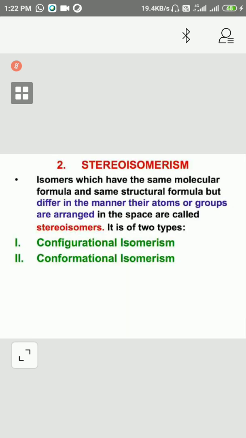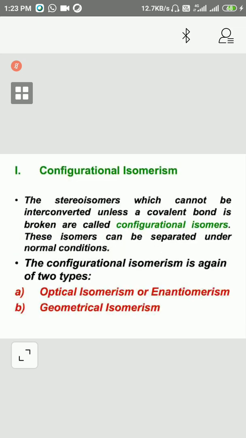Now we will come directly to stereoisomerism. That was just a glimpse, to recall your memory. That's why I started from there. So stereoisomerism: isomers which have the same formula, as I told, but differ in the manner in which their atoms and groups are arranged in space, are called stereoisomers. It is of two types: configurational and conformational isomerism. Configurational isomers, which cannot be interconverted without making and breaking a bond, can be separated under normal conditions.